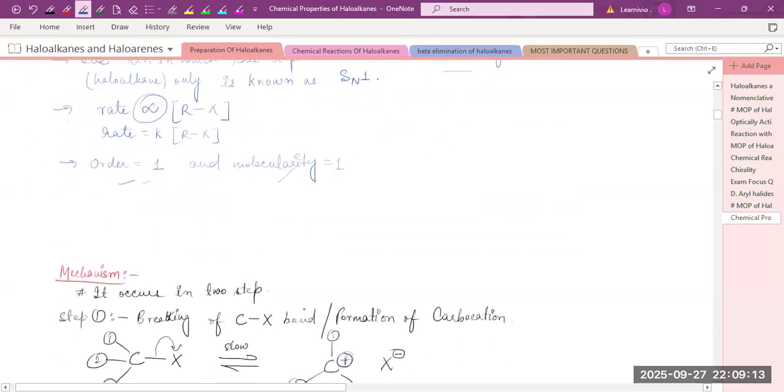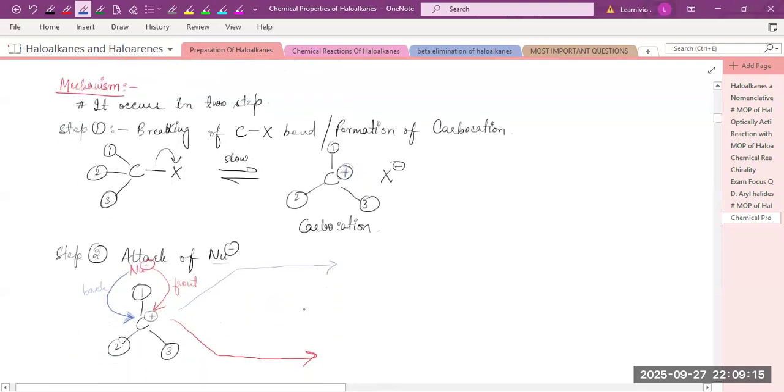So that's SN1 reaction. Okay, the main thing is the mechanism. The mechanism is very, very important. Okay, so just concentrate here. Now, as I told you, it's a two-step mechanism. It follows a two-step mechanism. First step में क्या होगा? The formation of carbocation. The breaking of CX bond.